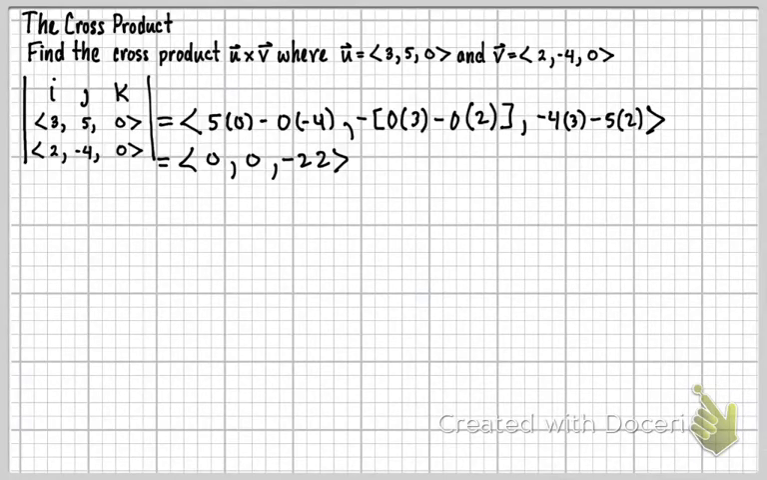In this video, I want to talk about not how to compute a cross product, but what it actually means geometrically, what it represents. So this was a problem we did in the previous video where it came out to be 0, 0, negative 22. Now, to think about this more geometrically, we need the right-hand rule, and here it is.